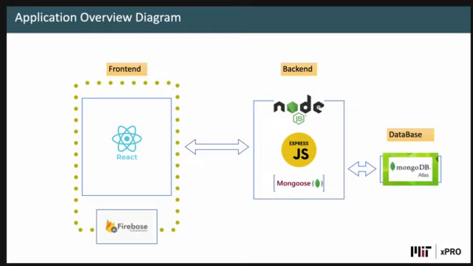This is the overview of my application diagram. I used React for the front end, and I used Firebase for authentication. On the backend side, I used an Express server, Node.js, and as a database, I chose MongoDB Atlas.